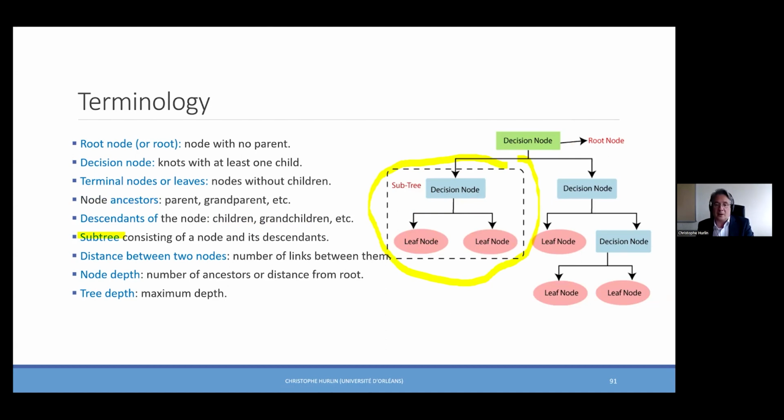How to define the distance between two nodes? So first, for instance, consider this decision node and this decision node. What is the distance? It is simply defined by the number of links between them. So 1, 2. So the distance between the root and this decision node is equal to 2.